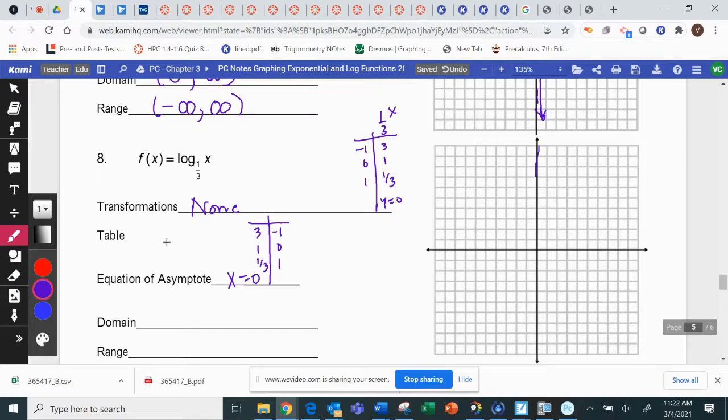Yes, Chris. Take the base of the logarithm. Yep, you do what it would be as an exponent. So I'm not actually doing logarithms. I'm just doing exponentials and flipping. That's what I'm doing. Okay, so I've got 3, -1, 1, 0, and then 1/3, 1.